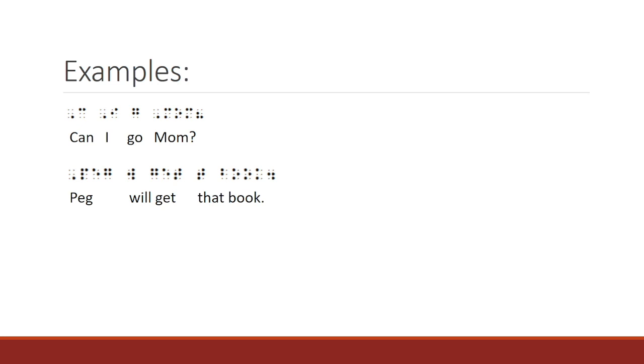The second example sentence is, "Peg will get that book." The two alphabetic word signs used are will and that.